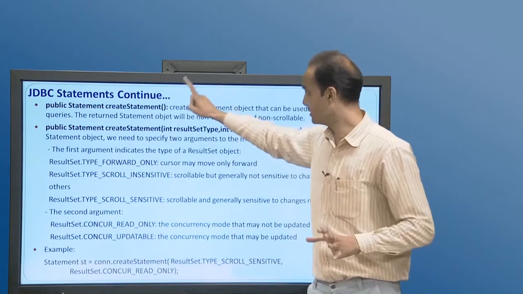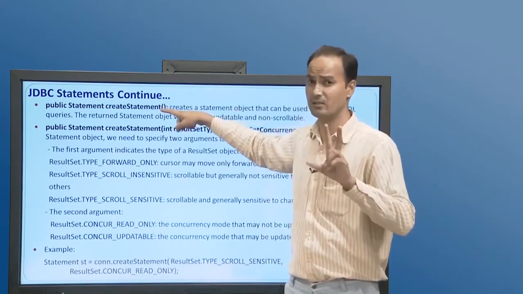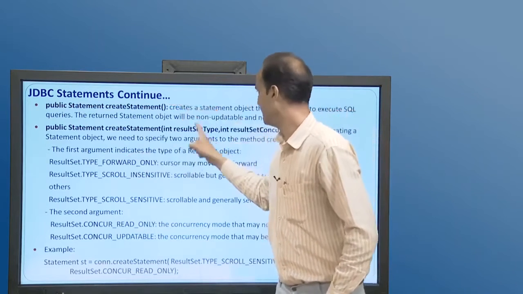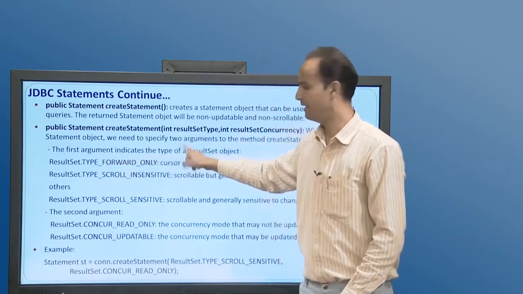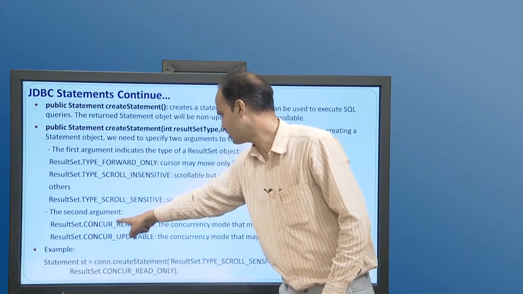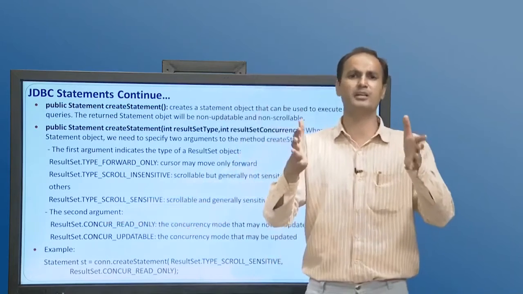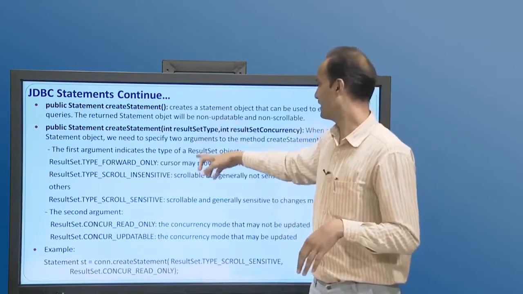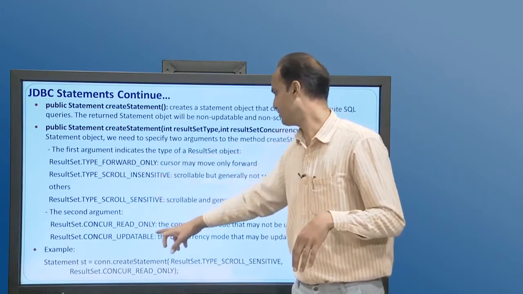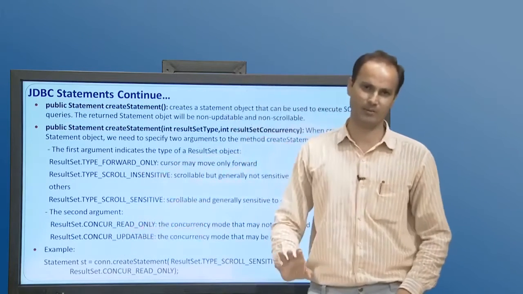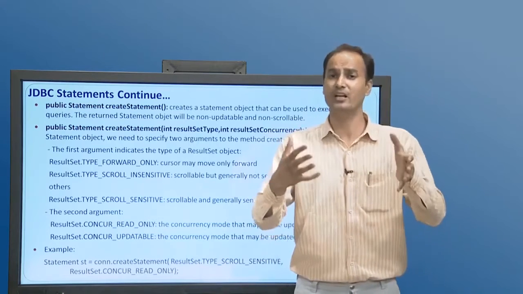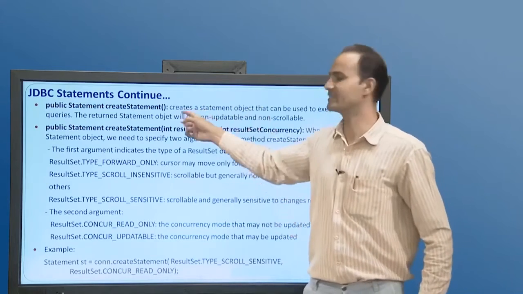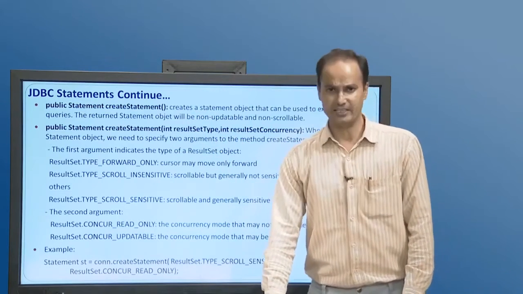If you use the method without arguments, the default arguments will be passed. What would be the default? For the first argument it is ResultSet.TYPE_FORWARD_ONLY, and for the second one it is ResultSet.CONCUR_READ_ONLY. This is the default argument to the create statement method. And if you use a scrollable type, either insensitive or sensitive, you have to pass ResultSet.CONCUR_UPDATABLE. So, the most important thing is that if you want a scrollable result set, you need to be aware of these two constants that we pass to the create statement method of the statement interface.